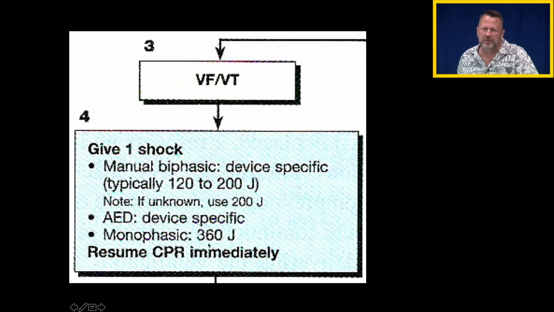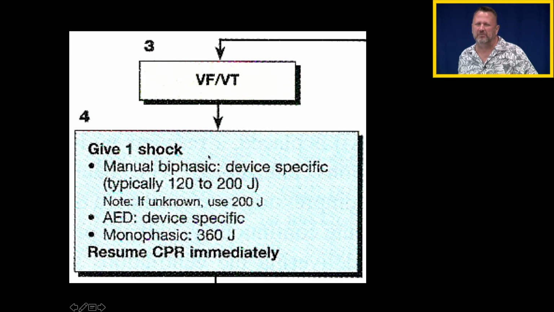full blast. In the old days, it was monophasic. The electricity passes in one direction from a negative to a positive in one swoop, and they would say it was 360 joules on an old monophasic machine. 360 is the highest setting, and so if you are in a cardiac arrest setting dealing with VFib, you want to turn it up to its highest setting.